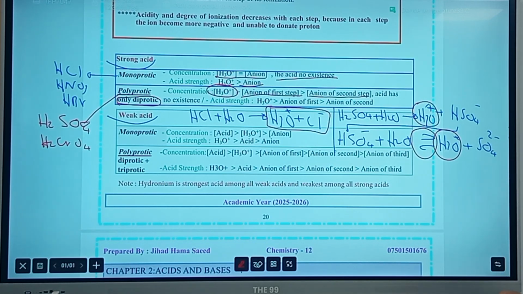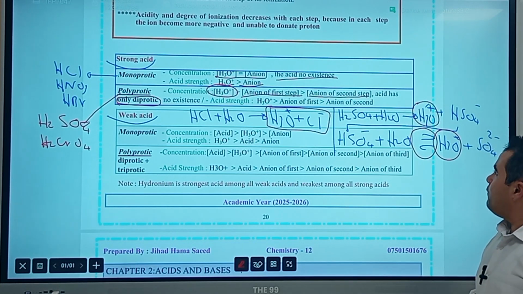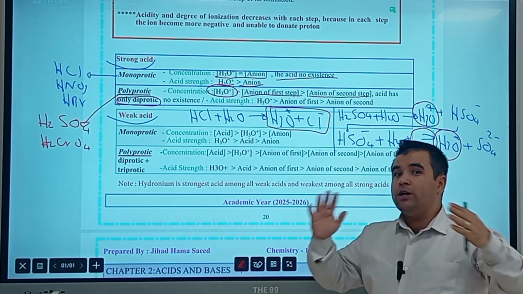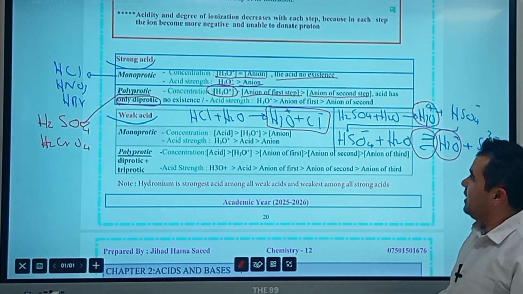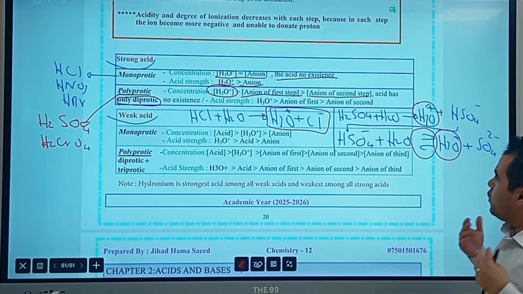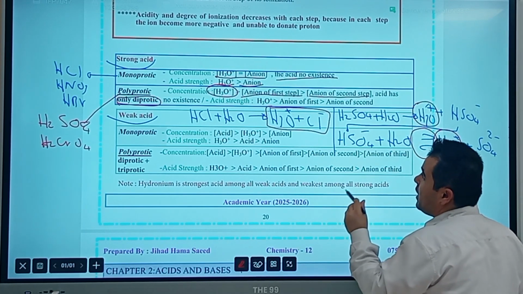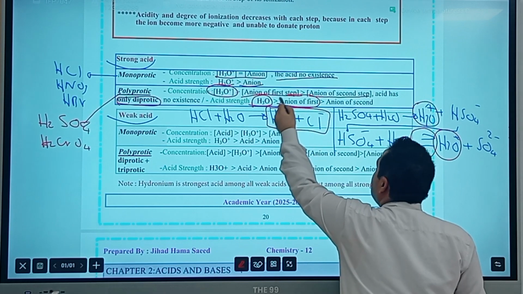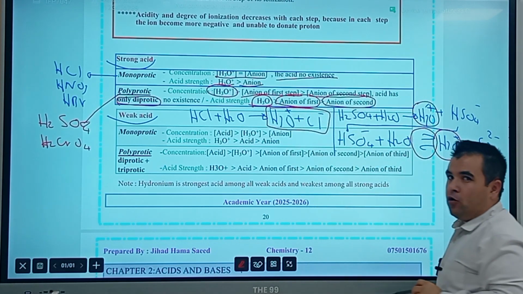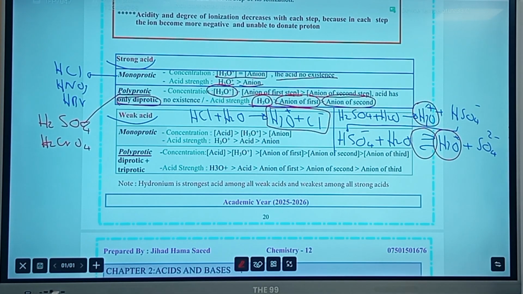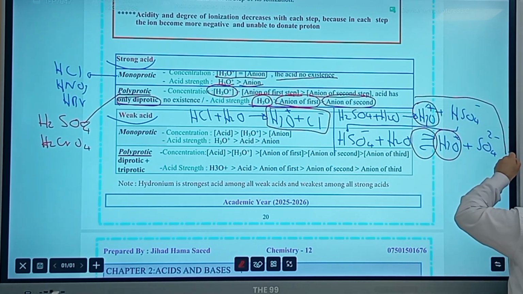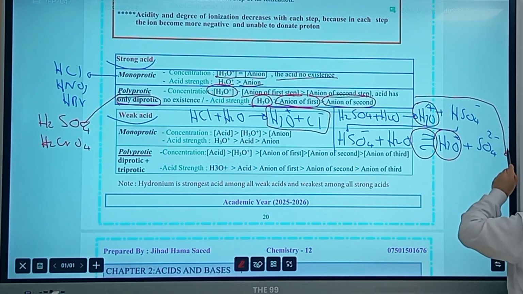That's why the anion of the first step comes first, and then followed by the anion of the second step. The acid itself has no existence, so it has no concentration. We cannot include the acid in the concentration sequence. In terms of acid strength, the hydronium is the highest acidity, then the anion of the first, followed by the anion of the second.